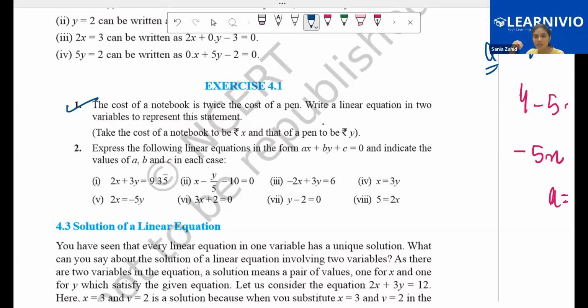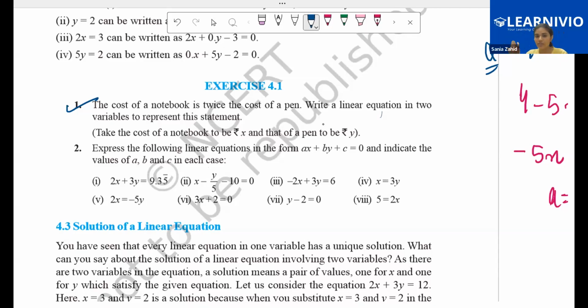That means if I purchase a pen of 10 rupees, what is my notebook price? 20 rupees. If I purchase a pen of 50 rupees, then what is my notebook price? 100, exactly. So do you understand the statement? Yes, ma'am. Now to represent it in two variables, what will you do? x is equal to 2y. Very good. You told me the correct thing, x is equal to 2y.